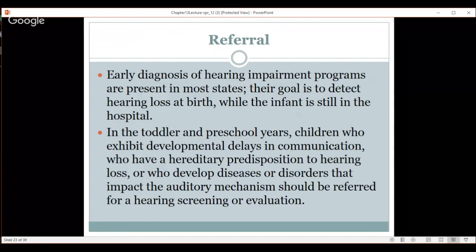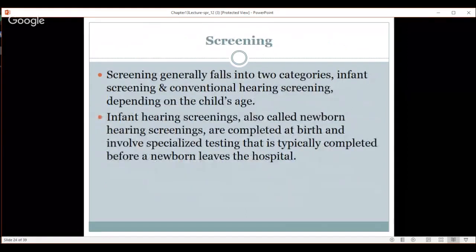So screening usually falls into two categories: an infant screening and conventional hearing screenings, depending on the child's age. The infant hearing screenings are also called newborn hearing screenings. They're completed at birth and involve specialized testing that's typically completed before a newborn leaves the hospital. If you know of anybody, or if you yourself have had a child, most likely someone at the time of the birth will say, oh, they passed their newborn hearing screening.